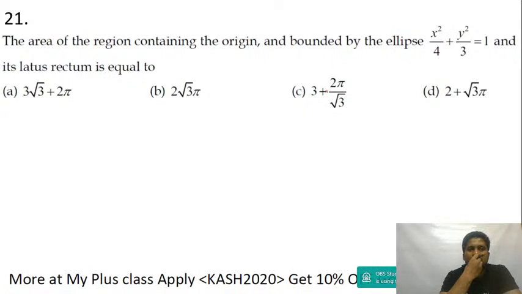Question number 21. Area of the region containing the origin bounded by the ellipse and the latus rectum. The chord drawn from the focus perpendicular to the axis is called the latus rectum.